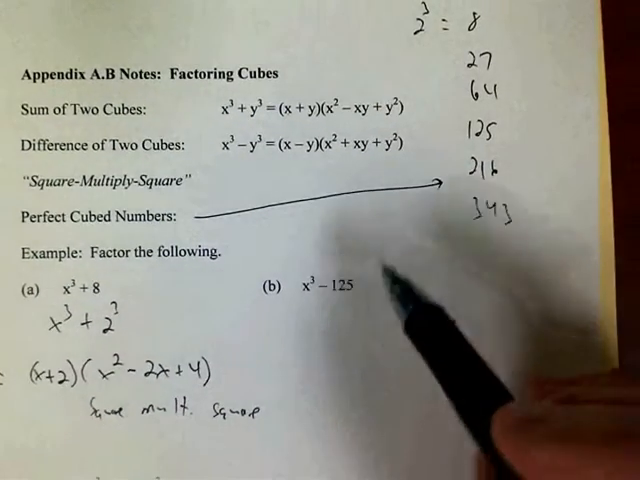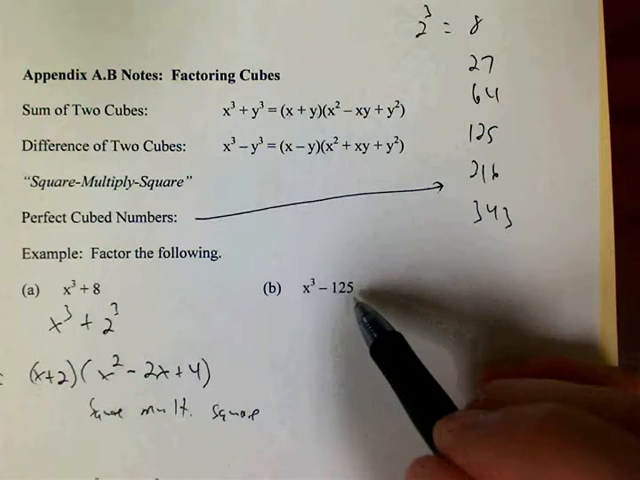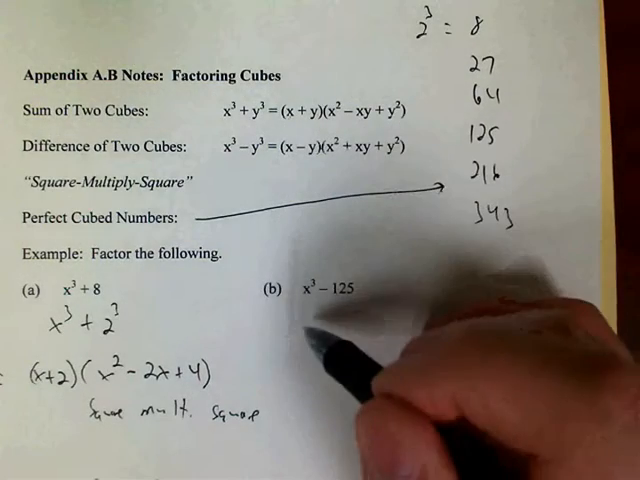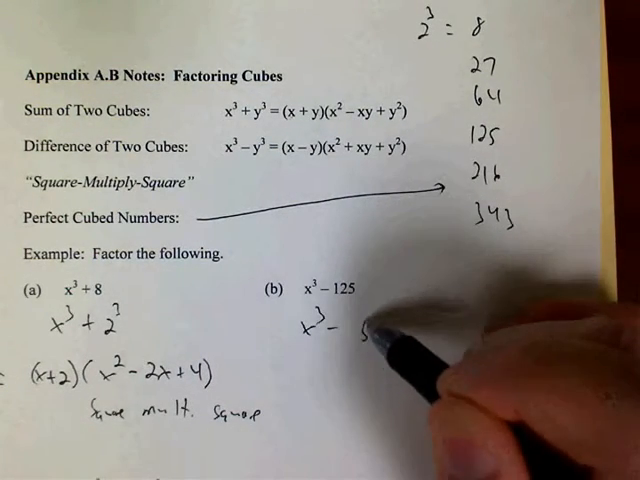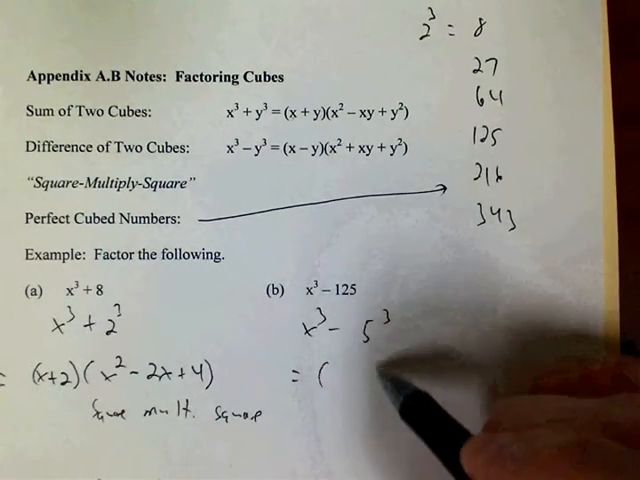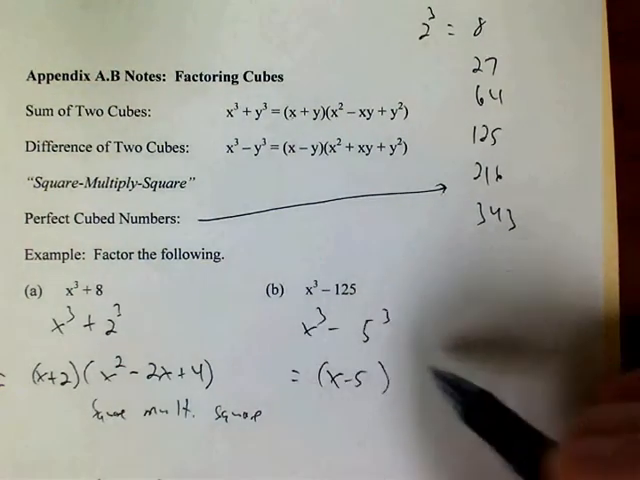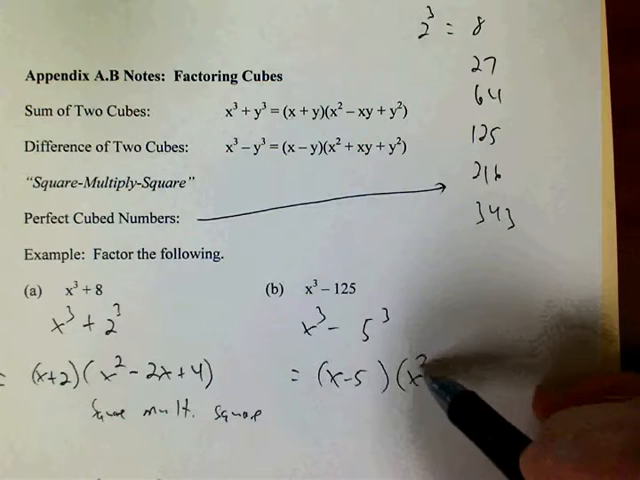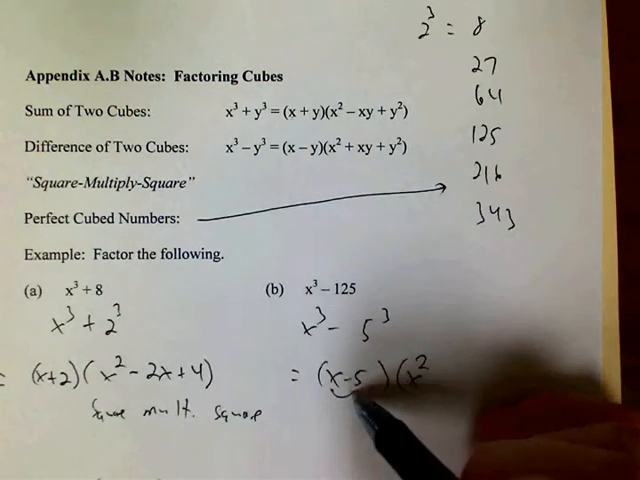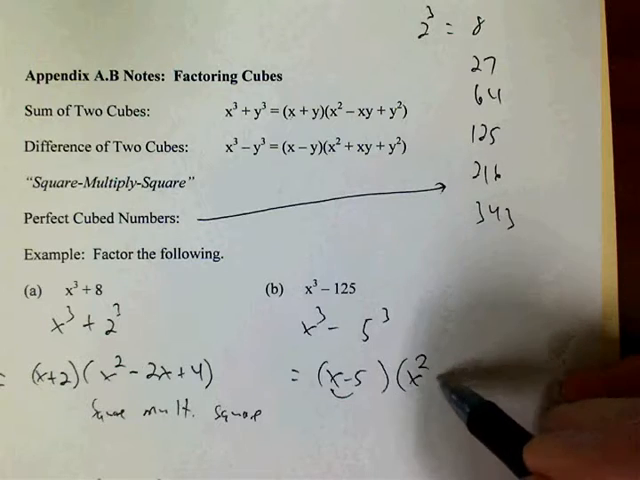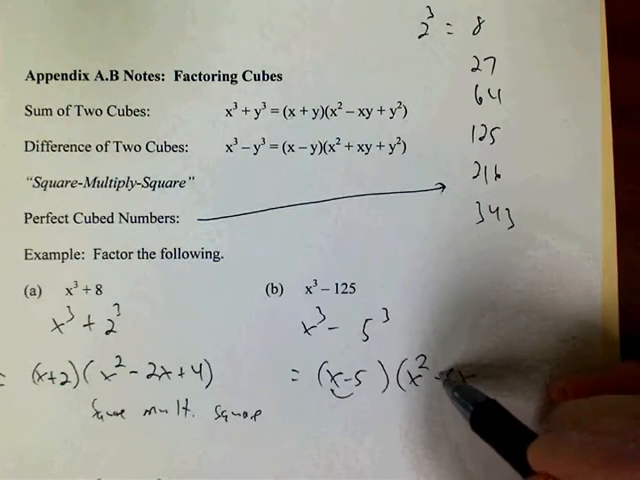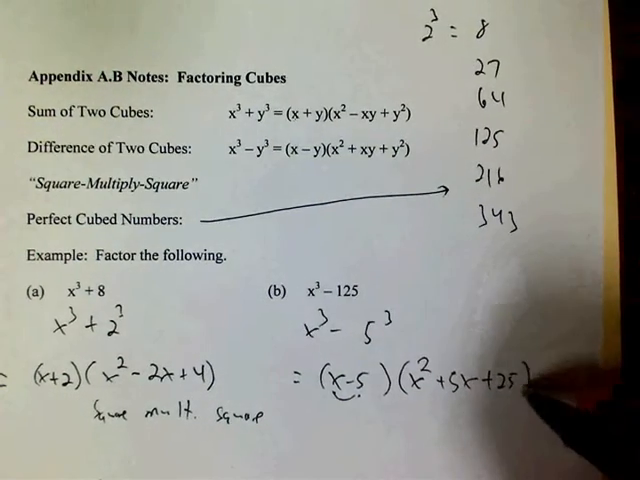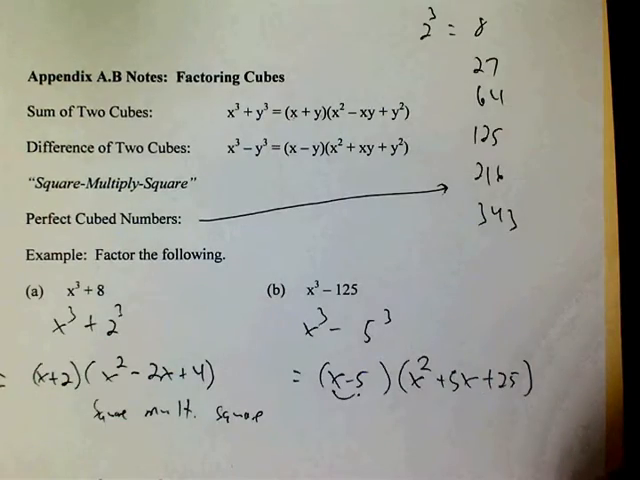Now let's do this one. We see that x cubed, but we also see a 125. Is that one of our perfect cube numbers? It definitely is. It's the cube of 5. So our first factor is x minus 5, the same as that without the cubes. Then we're going to square, multiply, square. Square the x, you get x squared. Multiply. x times negative 5 is negative 5x. Change the sign. And then square. Negative 5 times negative 5 is a positive 25. Square, multiply, square. You're done.